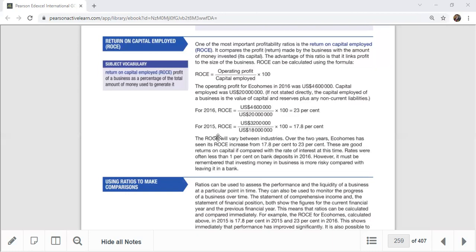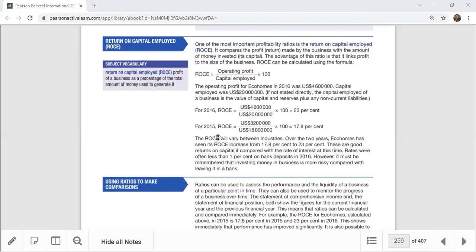So ROCE is a really important factor. Then we can find out what gain you realize from the business organization. What is the return that you get as a shareholder? When you invest in a business organization, what is the return on the capital employed? So you should know what capital employed means and what operating profit means. You already know operating profit is gross profit minus operating expenses.